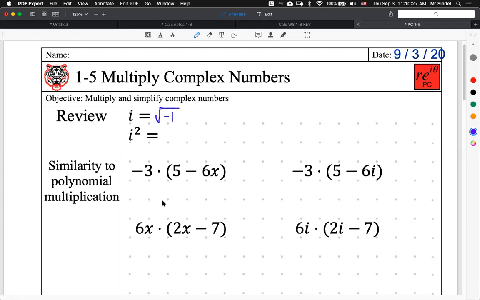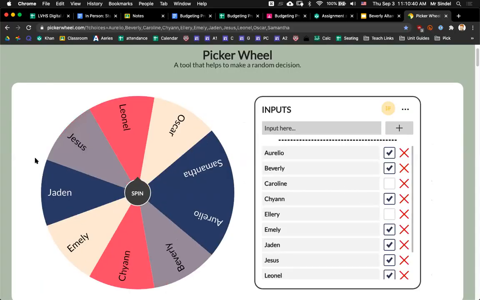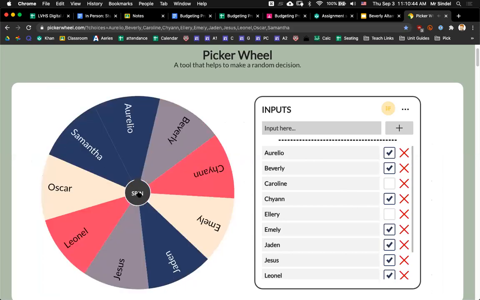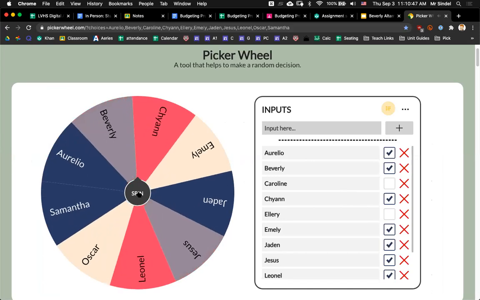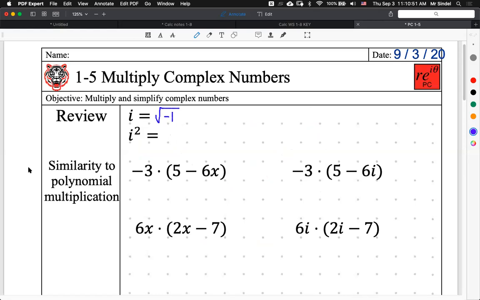What about i squared? What's the definition of i squared? All right, let's go ahead and spin for it then. i squared is... Cheyenne.